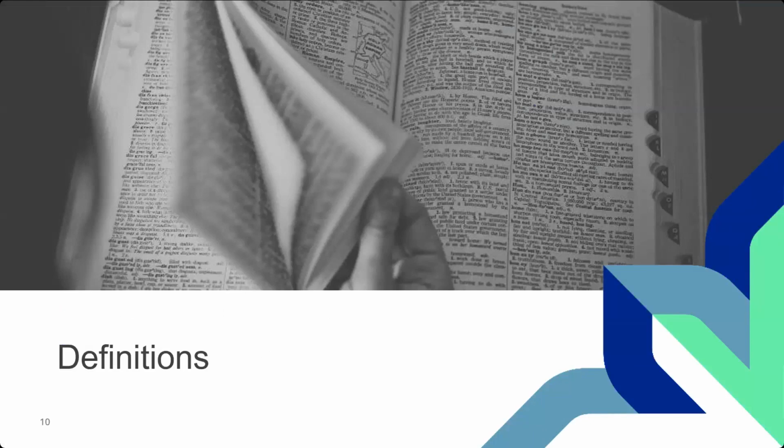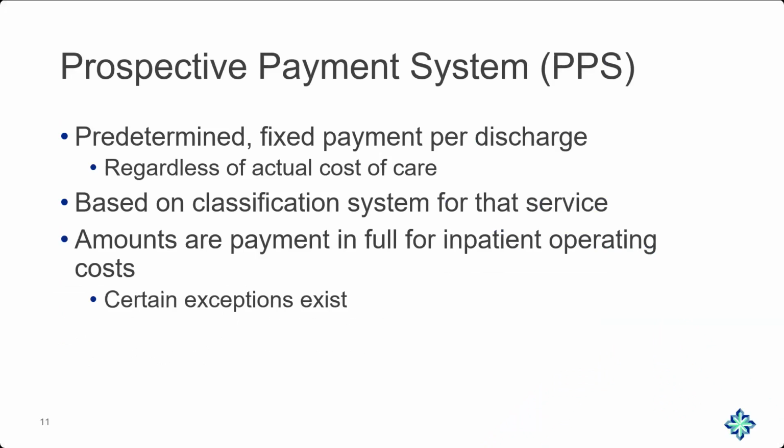We begin by defining some key terms related to our discussion today. And we start with prospective payment system, PPS. In general terms, a prospective payment system, or PPS, is a method of reimbursement in which Medicare payment is made based on a predetermined fixed base rate for a given unit of service. This given unit of service could be per day, per stay, per procedure, or per episode of care.